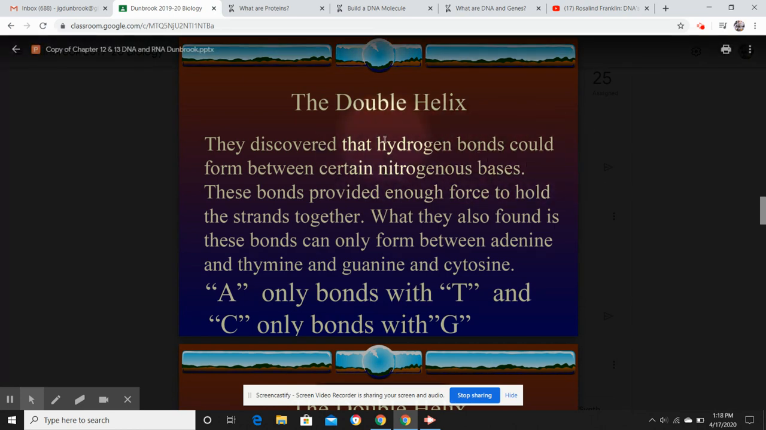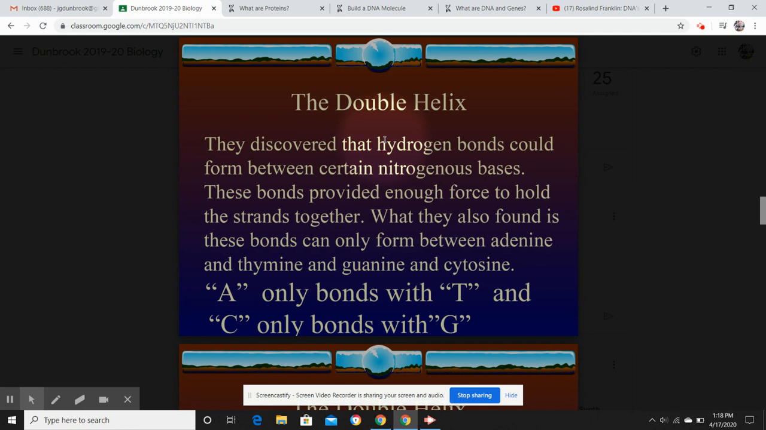Hydrogen bonds a lot of times will also form between water molecules, which is what gives water kind of that rubber sheet effect, why bugs can walk on water and why water kind of behaves the way it does, because water molecules kind of stick to each other or are attracted to each other by something called hydrogen bonds.